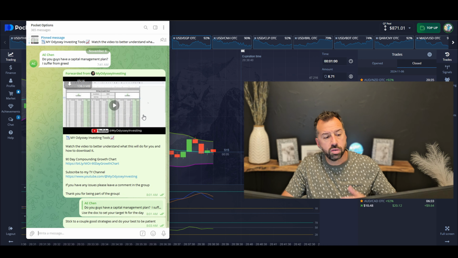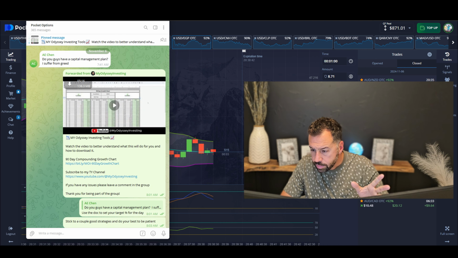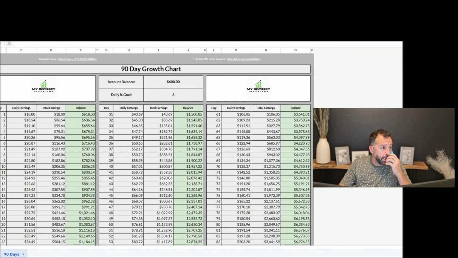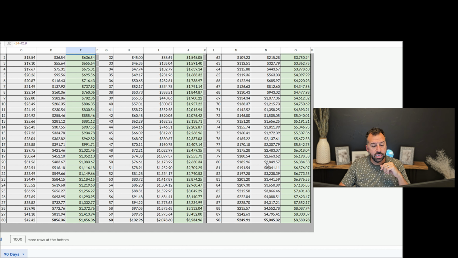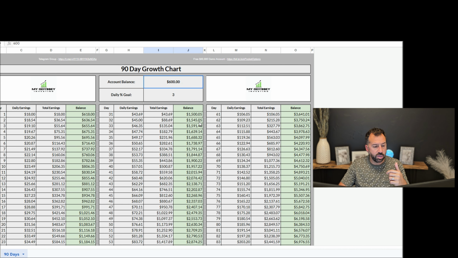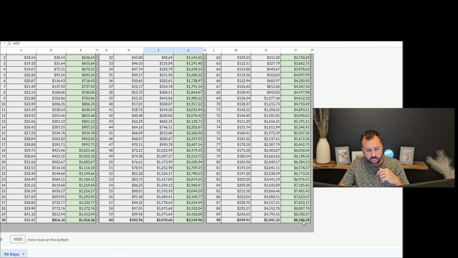Tools wise, I also have a 90-day growth tool. Let me just show you that real quick so you guys can see. This is a 90-day growth chart, and essentially what you can do is change this denomination here to whatever your account balance is, set your daily goal, 1, 2, 3%, and then this will give you what compounding will look like, 30 days, 60 days, 90 days. Now, 90 days worth of trading, starting out with $600 at a 3% growth, is going to get you to $8,000, $8,500 in 90 days.